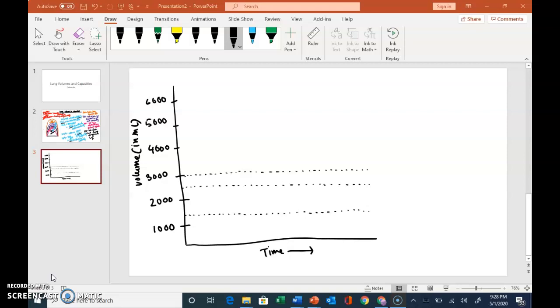So right here, this is where we start breathing normally, breathing in, breathing out, breathing in, breathing out. Now, when you want to force more air out of your lungs, you go all the way down and then you come back here. And then again, you breathe in, breathe out.